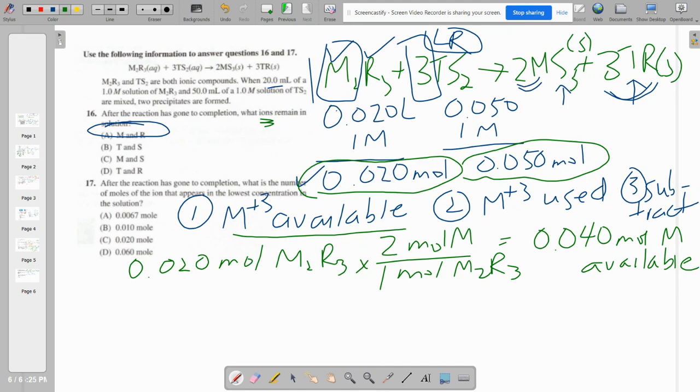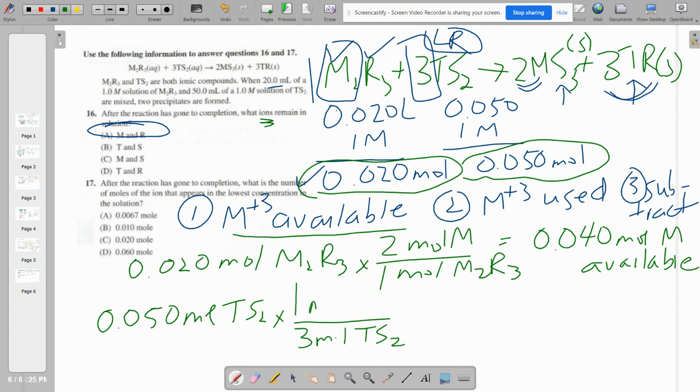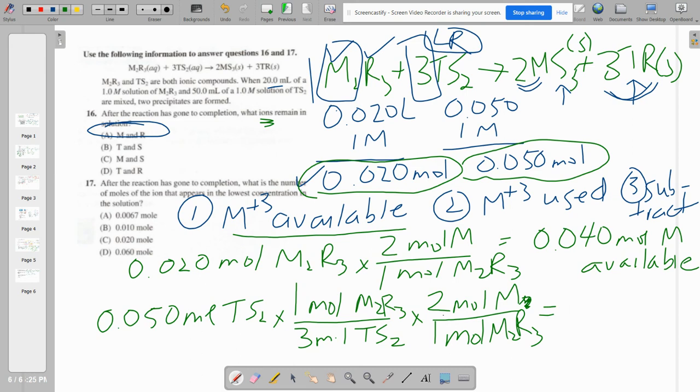Okay, all right. And then I say to myself, okay, well, how much M plus 3 is used? So that I would start with the limiting reactant. So I'm going to start with the 0.05 moles of TS2 and say for every 3 moles of TS2, I'm going to need 1 mole of M2R3. Okay, but I don't really care about M2R3, so I'm going to go one step further. Okay, for every 1 mole of M2R3, I'm actually going to need 2 moles of M. Okay. So basically, what is that? 2 times 0.05, which is 0.1, divided by 3. So that sounds like about 0.033 repeating, right? Moles of M in the precipitate.